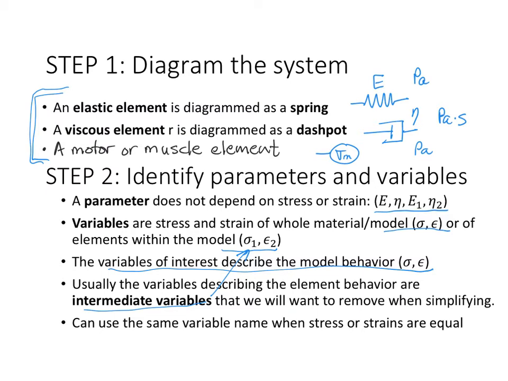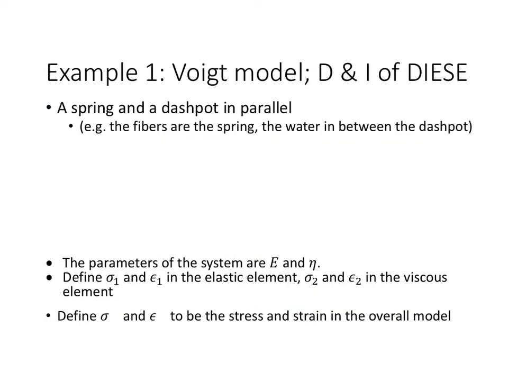And it's notable that we can sometimes skip things at this point of identifying parameters by using the same variable name when the stress and strains are equal. An example of this step, of steps 1 and 2 with the Voigt model, where there is a spring and a dash pot in parallel. So first we diagram this and we show a spring and a dash pot in parallel. And then we indicate that to say this is the end of our model.